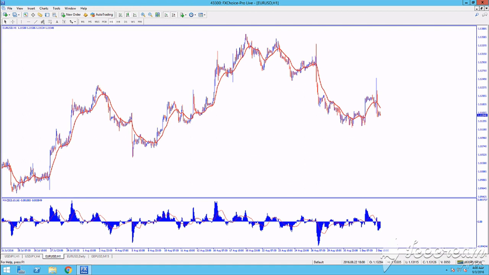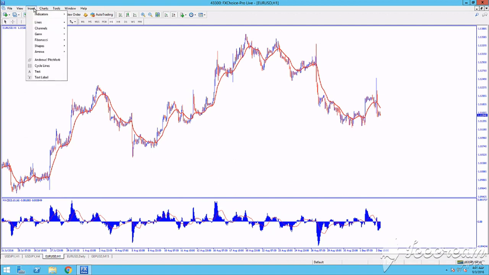Bollinger Bands were developed by John Bollinger many years ago, and they are derived from what are called standard deviations around the mean. The mean is the moving average, and then we have standard deviations of the market. So let me explain and show you.